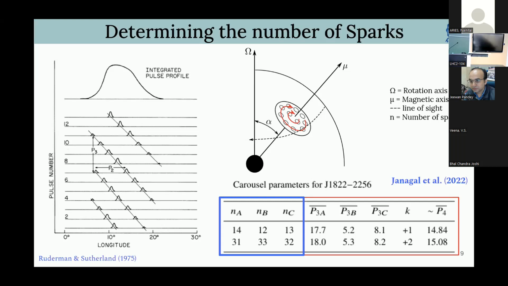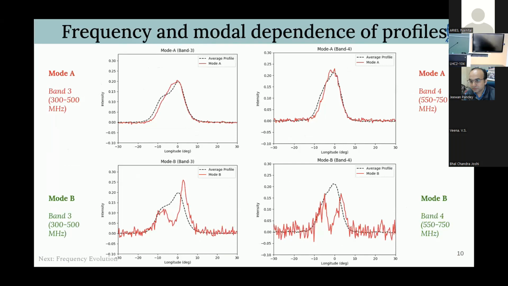Further, we exploited the wide bandwidth to study the frequency dependence of the average profile for this pulsar over different drifting modes. The profiles changed with frequency according to the radius to frequency mapping model, where the high frequency, high energy radiation comes from lower heights and the low energy emission comes from higher altitudes. The left-hand side plots show the average profiles at band 3 and the right-hand side plots show band 4. Mode A remains almost the same, except that the profile gets a little bit sharper at higher frequencies, that is band 4, which is expected from the RFM model.